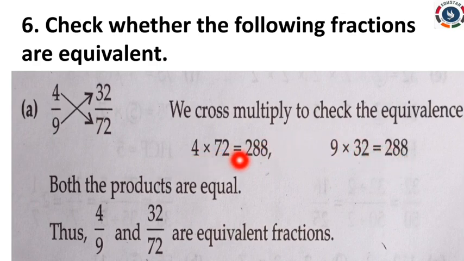4 into 72 is equal to 288. 9 into 32 is equal to 288. So both values are equal. So both the products are equal, which means 4 by 9 and 32 by 72 are equivalent fractions.